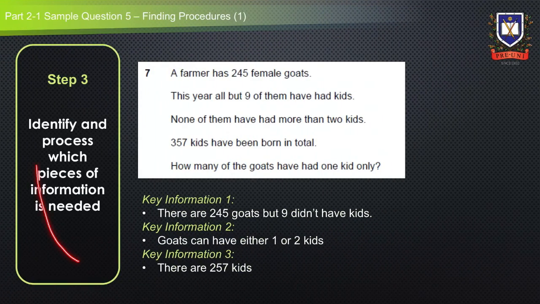Next is to identify and process which pieces of information are needed. Key information 1 is that there are 25 goats, but 9 didn't have kids. Key information 2 is that goats can have either 1 or 2 kids, and key information 3 is that there are 357 kids.